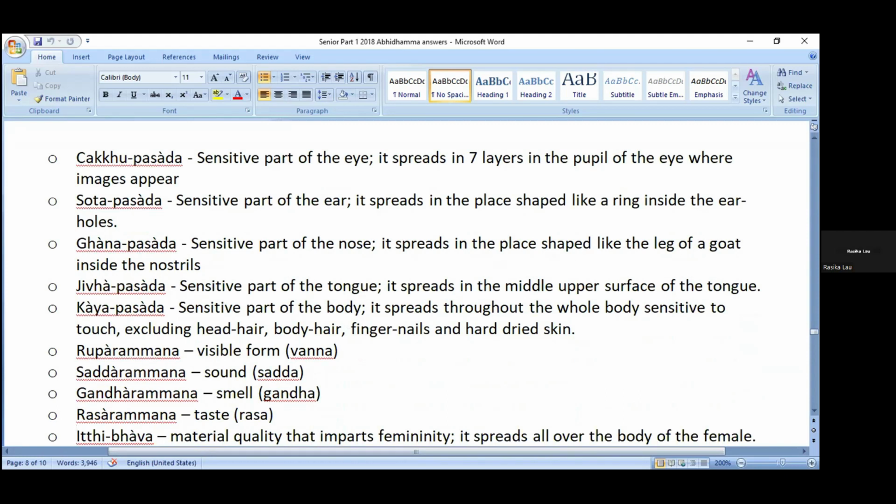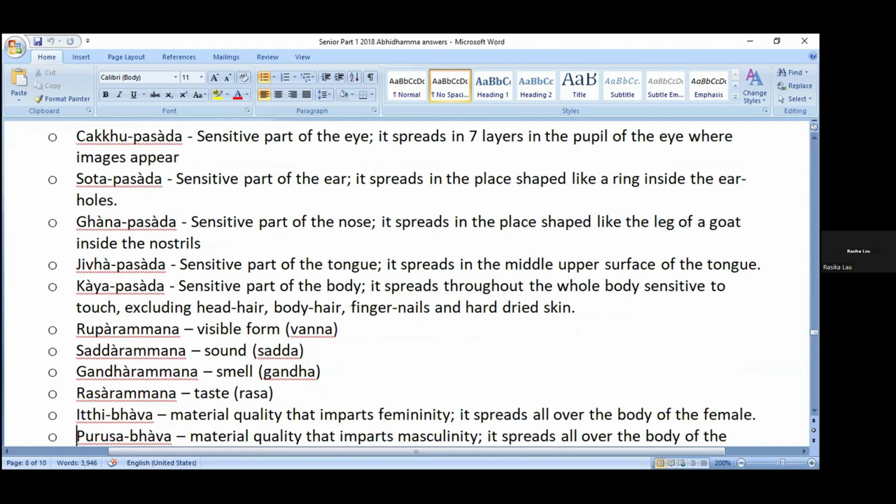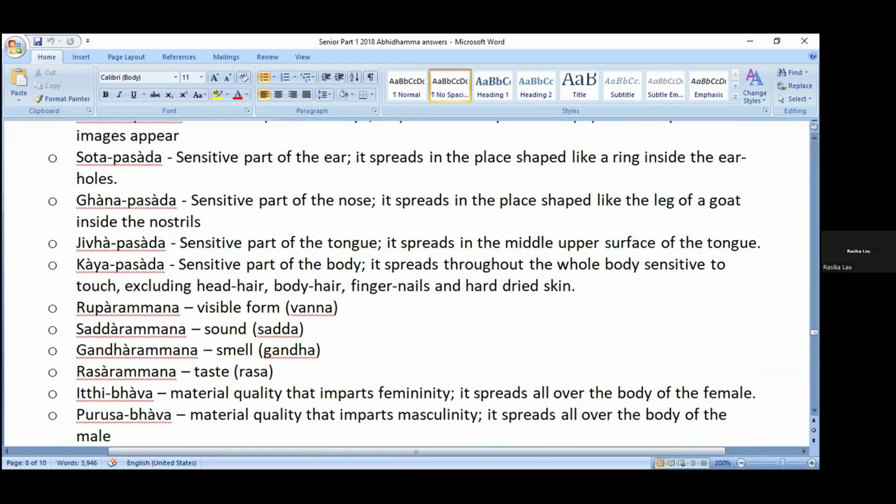So this forms the other four. And we talk about how from these four come out the male and female. Talk about female, what is that? It spreads all over the body of the female. Then purusha, the male, spreads over the whole body of the male. Describe what the physical body of the male and female is.